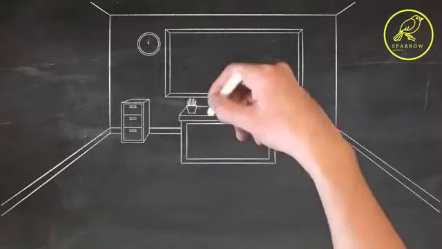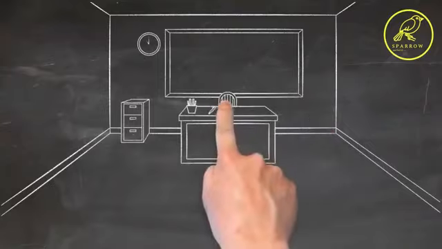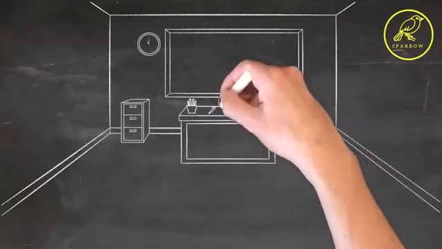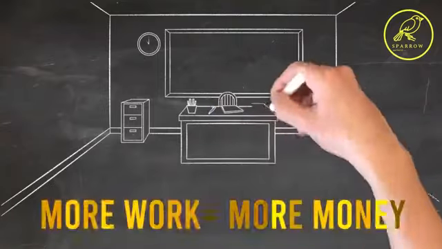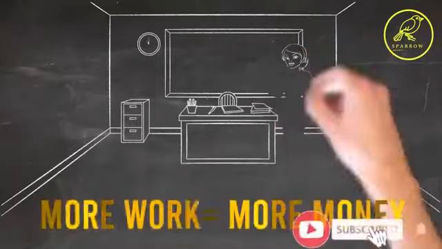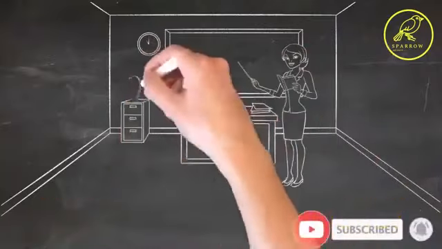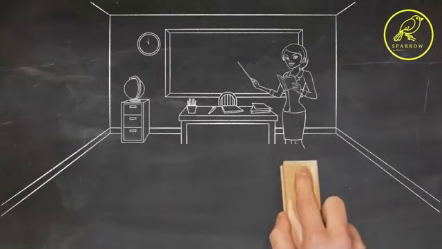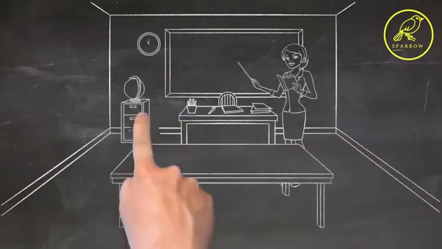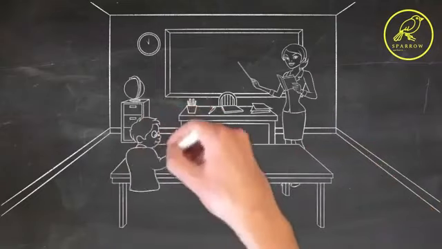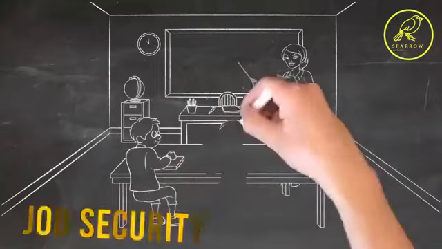That is why people in this category are hardworking. They work hard from morning to night to earn, because they believe in the more work, more money concept. There are a few characteristics of a typical employee. Number 1. They believe in job security.